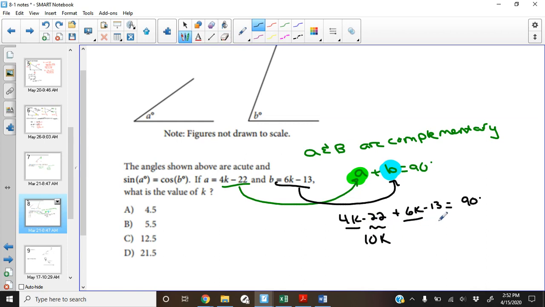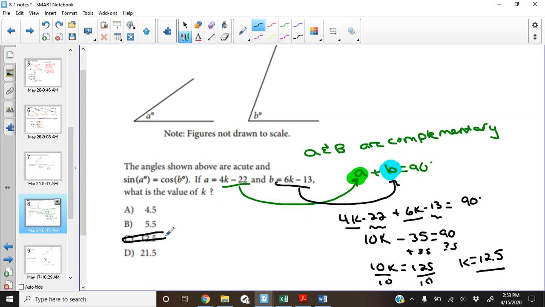Negative 22 minus 13 leaves us with negative 35 equals 90. Add 35 to both sides. You get 10K equals 125. Divide by 10, divide by 10, same as just moving a decimal place over, so therefore K is 12.5, which is option C.